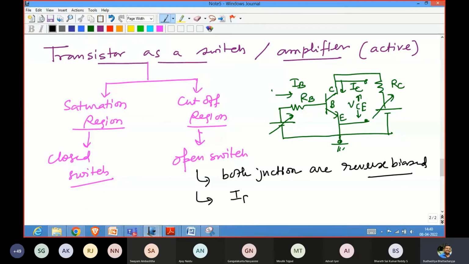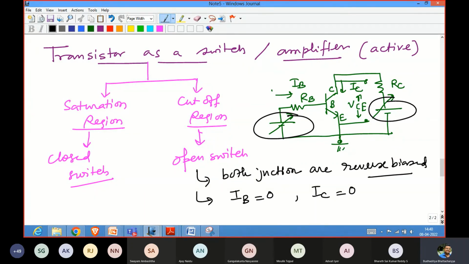So in that case, the condition is that IB will be 0 and my IC will also be 0, because ideally there is no input. Basically we are giving no input. In fact, if it is reverse biased at this end as well as at this end, we are allowing the transistor not to operate. And if it is not operating, that means the base and the collector current will be 0 ideally.